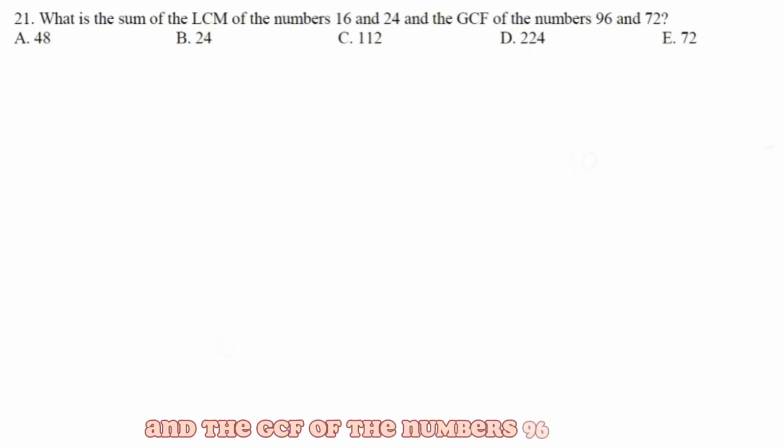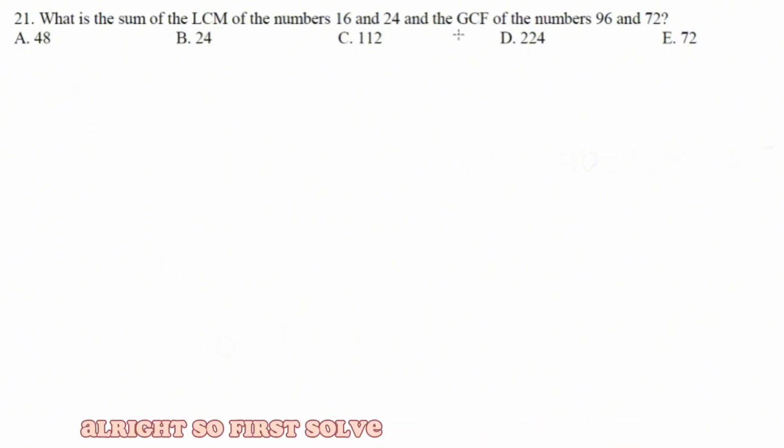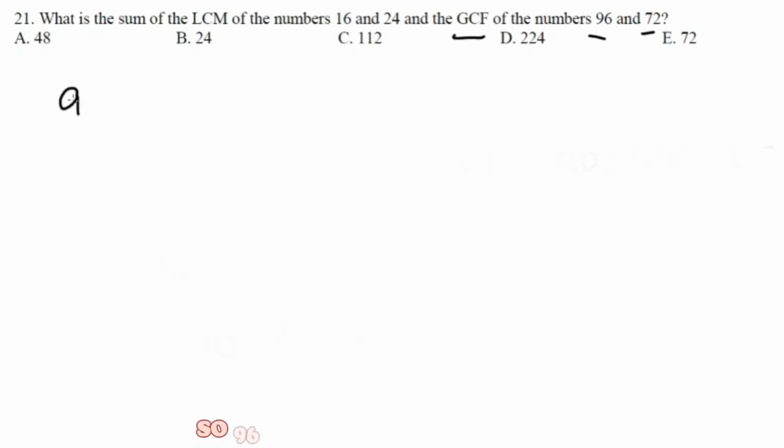Next, what is the sum of the LCM of the numbers 16 and 24 and the GCF of the numbers 96 and 72? Alright, so first let's solve for the GCF of 96 and 72. So 96 minus 72 equals 24. 24 goes into 72 3 times, and 24 goes into 96 4 times. So that's the GCF.